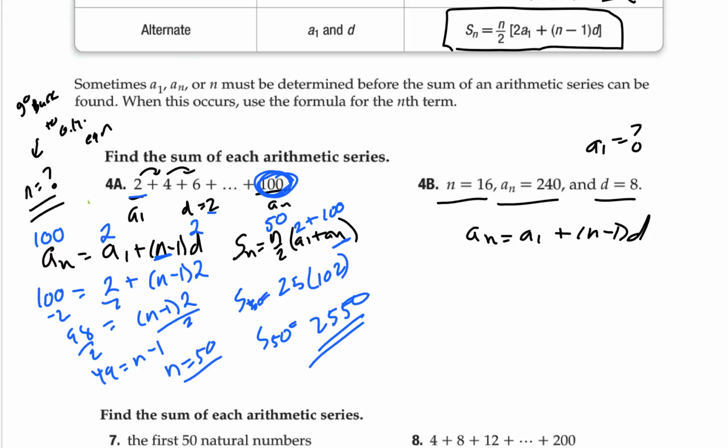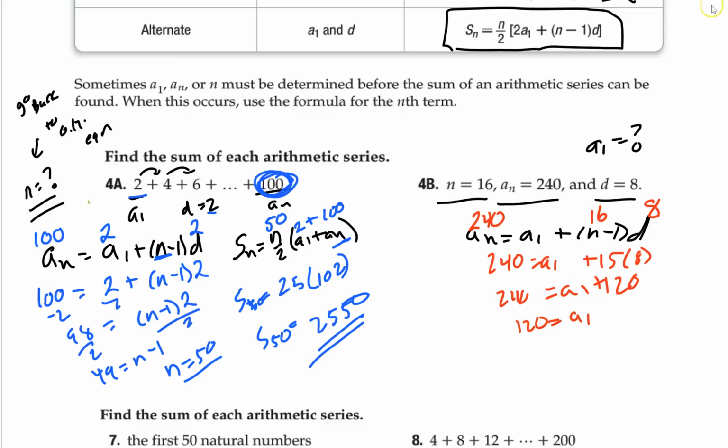That's my original equation. Plug in what you have. Common difference is 8. n is 16. And a_n is 240. So I get 240 equals a_1 plus 15 times 8. Let's see. It's 80 plus 40, so 120 equals a_1, 240. a_1 equals 120.